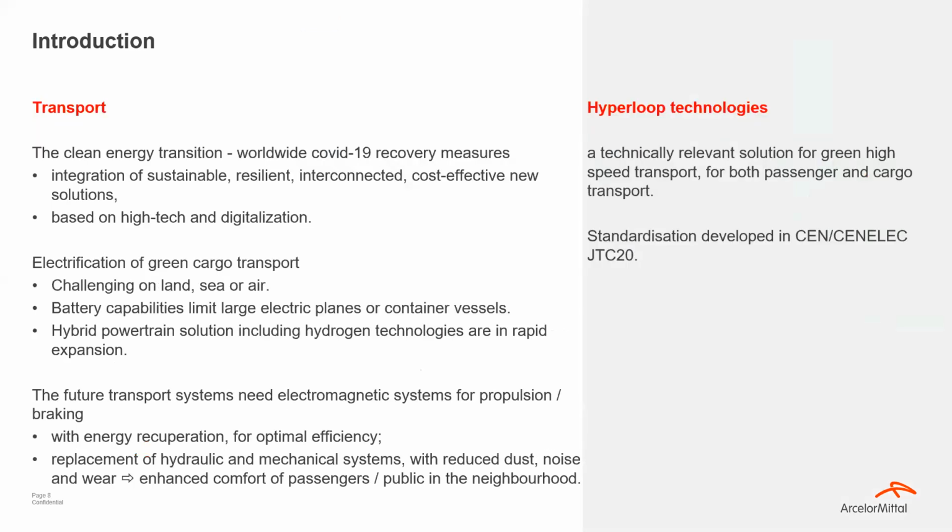On Hyperloop, we know that there is a problem in terms of green cargo transport. It's difficult for ships, it's difficult for planes, and it is also difficult on land. That is all linked to the battery challenges that still exist today. And of course, there are hybrid powertrains being developed with hydrogen combustion, but green hydrogen is also not really available today. So that's why we are working within the Hyperloop technologies, and we're also part of the GTC20 working group in the sense of a standardization effort.